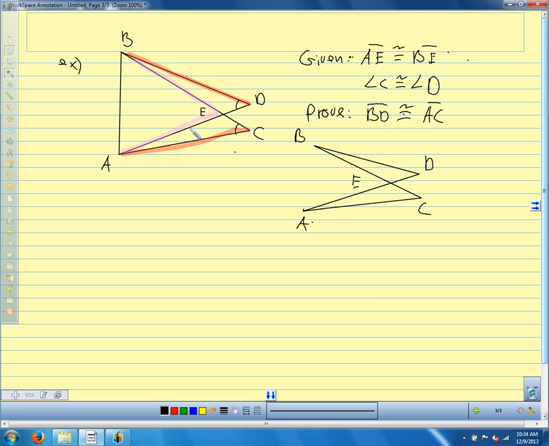So I redrew this and I got rid of all this other stuff that we don't really need. And we know that AE is congruent to BE. So those are congruent. Angle C and angle D are congruent. So what else do we know on these two triangles? What else can we figure out is or are congruent? What do we have? Anybody see anything?